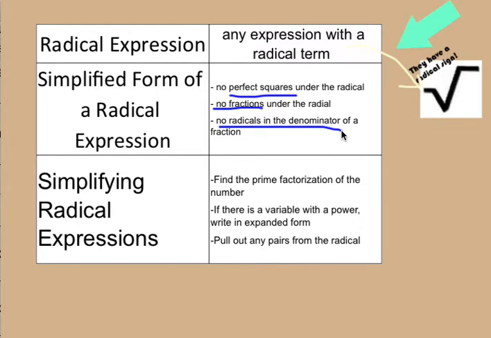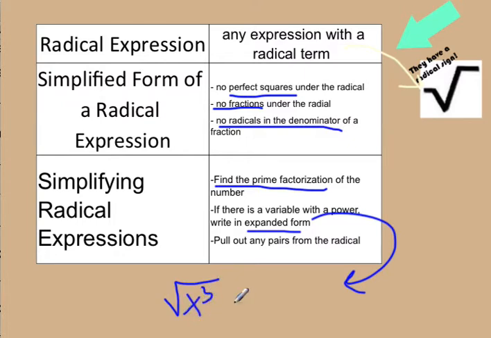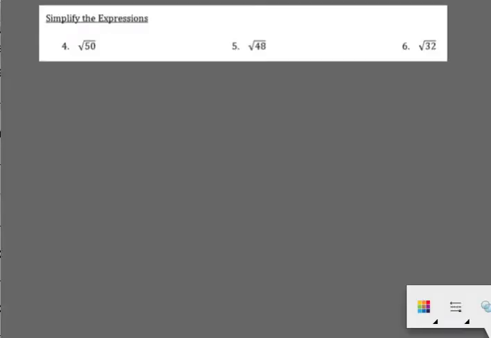When you go to simplify radical expressions, do the prime factorization of the number. If there's a variable with a power, you're going to write it in expanded form. What do I mean by expanded form? For example, if I have the square root of x to the third, to write it in expanded form, I'm going to write x to the third as 3 x's being multiplied. Now that's going to help me find my perfect squares. And lastly, pull out any pairs. We're going to talk about what pulling out pairs means when we get a chance to go over this. So if you need to take a second and pause to write the rest of this down, please feel free to do that. So let's go ahead and take a look at simplifying these expressions here.